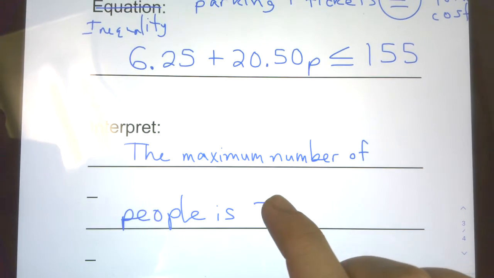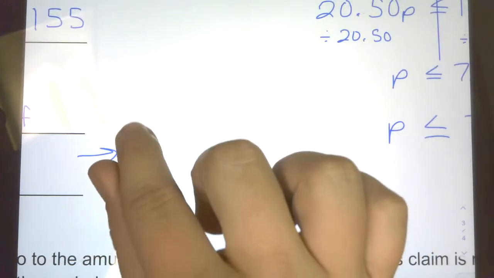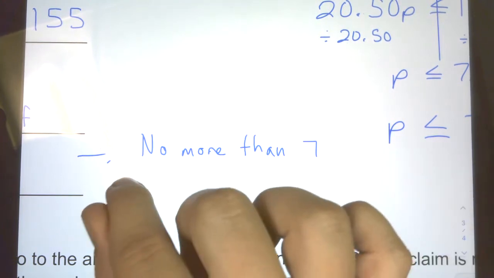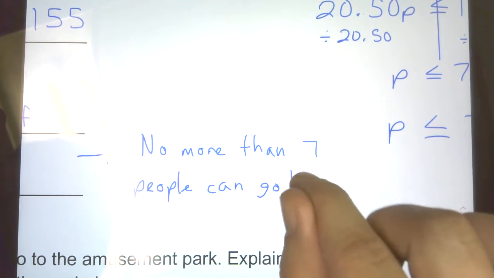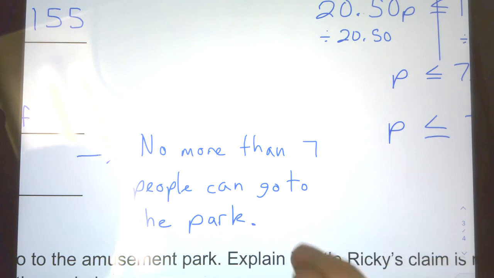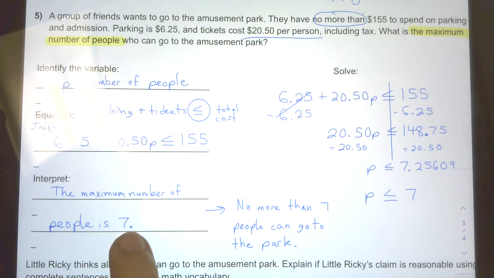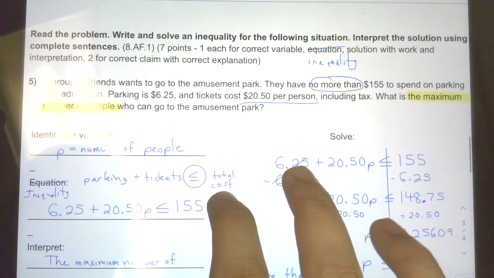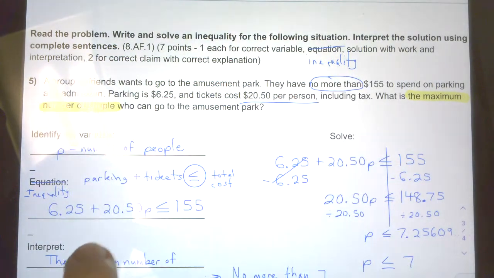So something maybe along the lines of, actually, let me write this to the right. Also this: no more than 7 people can go to the, I'm just going to say the park. It's the amusement park. Can go to the park. So that's kind of me using my inequality words. But the maximum works. Maximum number means you can't go more than 7, but anything less than 7 will also work as well. So there's that. Now, going back up to the points. We got the variable, the inequality, the solution with work, and the interpretation, which was right there.